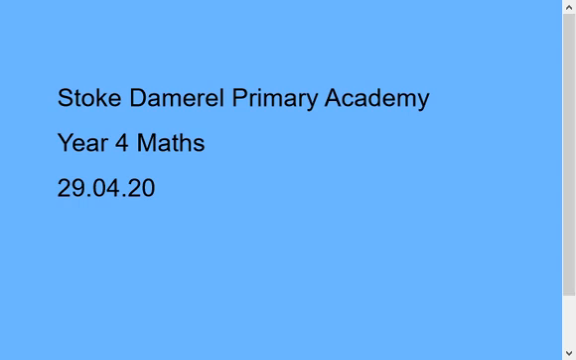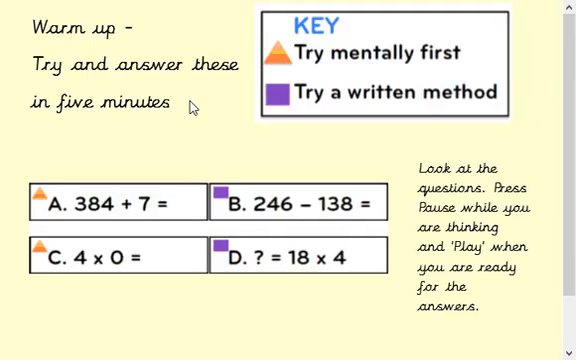We're going to start this morning with our usual warm-up. Try and get as close to 5 minutes answering these questions as you can. If you are below 5 minutes, then can you find alternative methods? Triangle questions, remember we are trying to answer those questions in our head, while the square questions you can use pencil and paper if you so wish to. While you're working, press pause, and when you're ready for the answers, go ahead and press play.